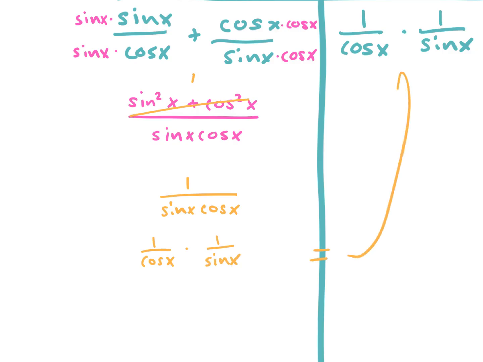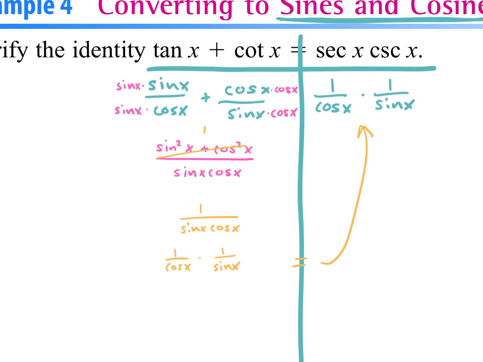Well, once you get it to be the same as whatever you simplified the right side to, you can stop. So if we didn't do the first step on the right side, we could then simplify the left a little bit more and say secant times cosecant.